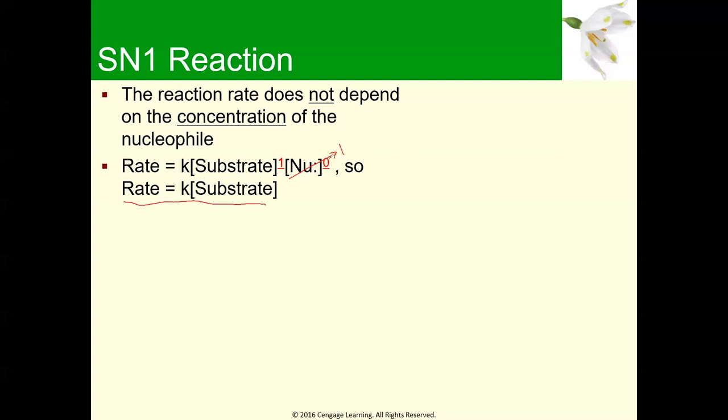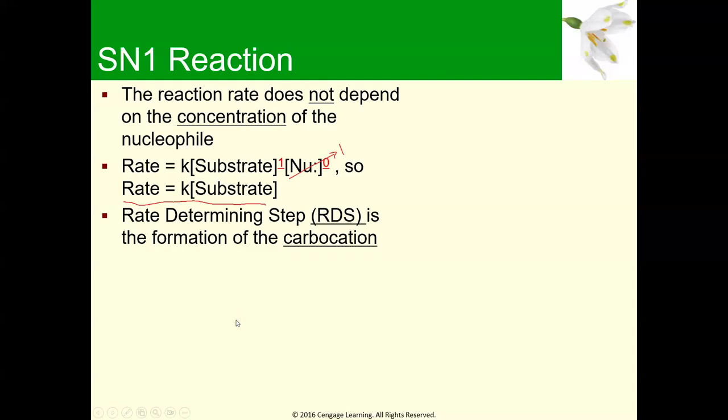Okay, so for SN1 reactions, the rate is determined only by the concentration of the substrate. So we have to remember, again, from Gen Chem 2 or from Organic 1 or both, that the reaction rate is going to be based on the slowest step, the rate determining step, abbreviated RDS. So what is that step in this type of reaction? Well, that step is the formation of the carbocation.